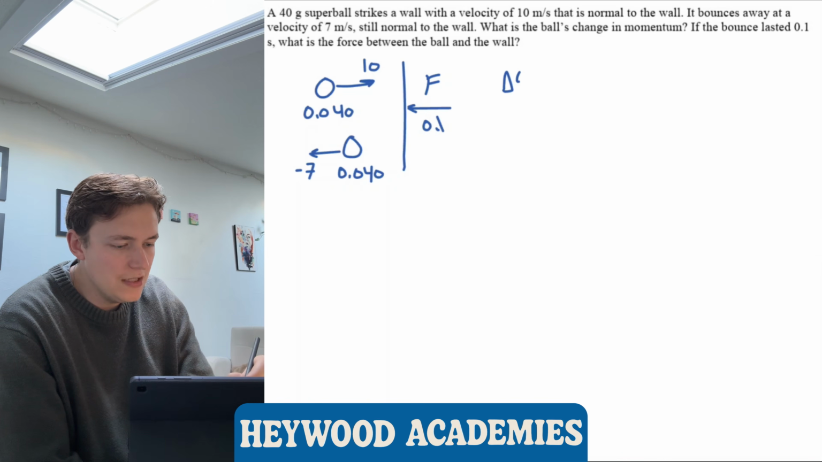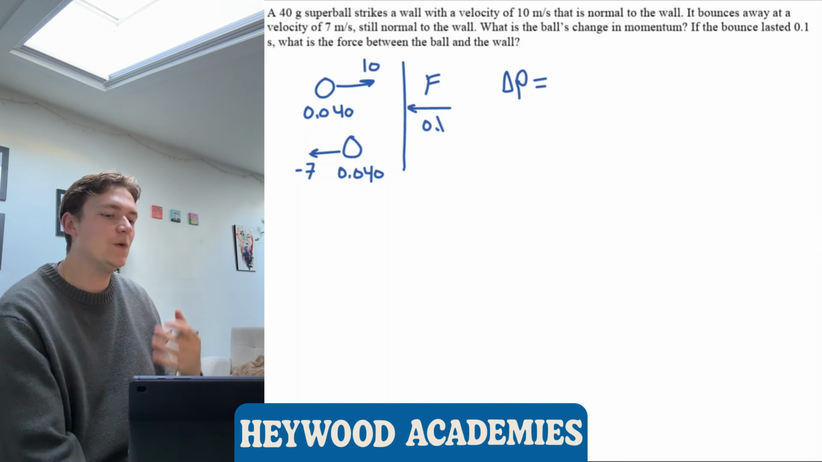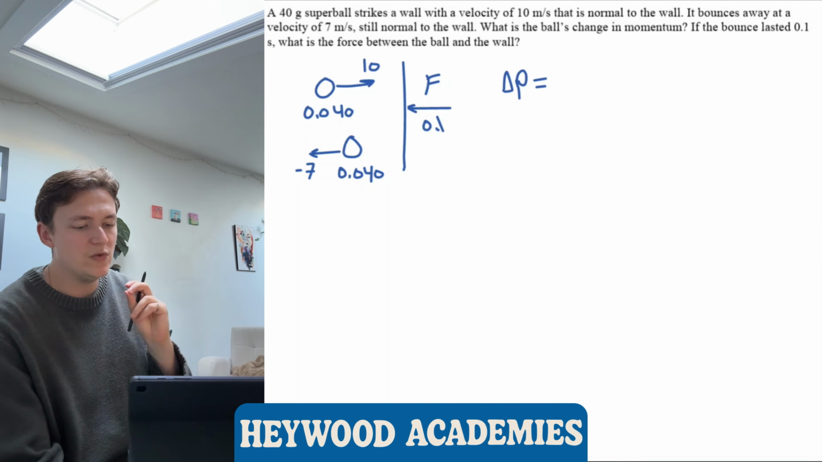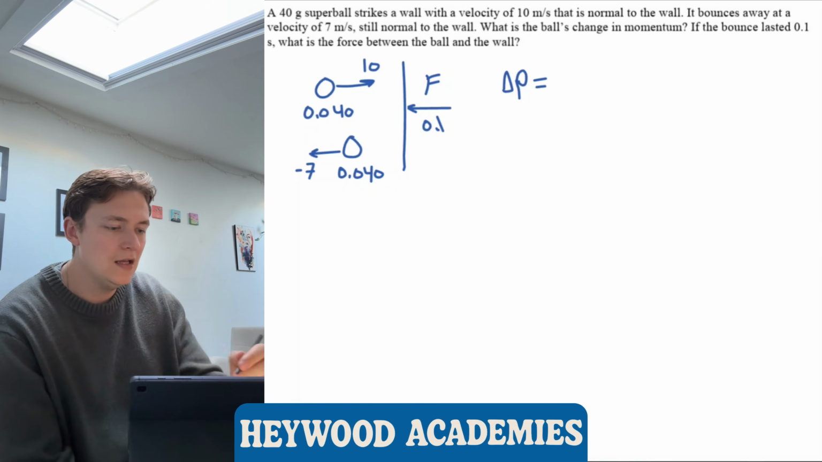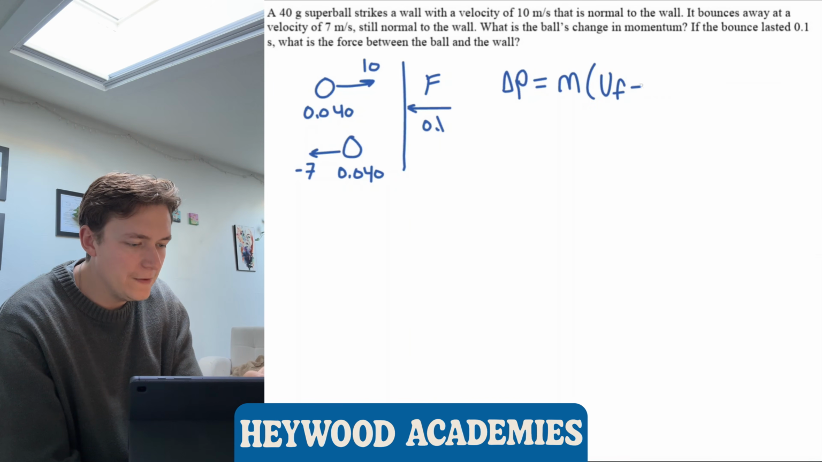So we're going to go change in momentum. We have more information about the velocities this time, so we're going to start with the velocities and solve for the change in momentum that way. And then once we have that information sorted out, then we'll go to the impulse version of this equation and look at the forces. So we'll go mass times change in velocity, so v final minus v initial.